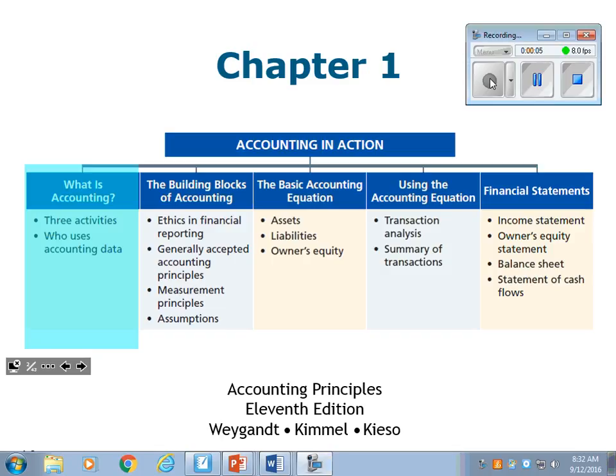But just to replay what I just said, I'll throw the navigator up for each section so you can tell where we've been and where we're going. So to begin, let's answer the question, what is accounting?